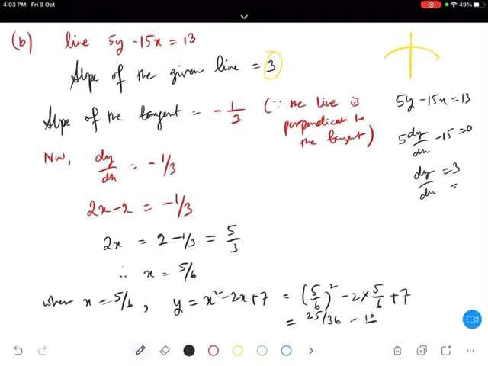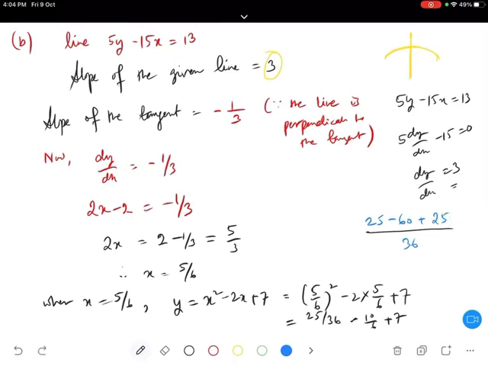So how much is that equal to? Acha, let us take the LCM as 36. So it is 25 minus 60 plus, no, it will not be 42, it will be 36 into 7. 42 into 6 is how much? 252.